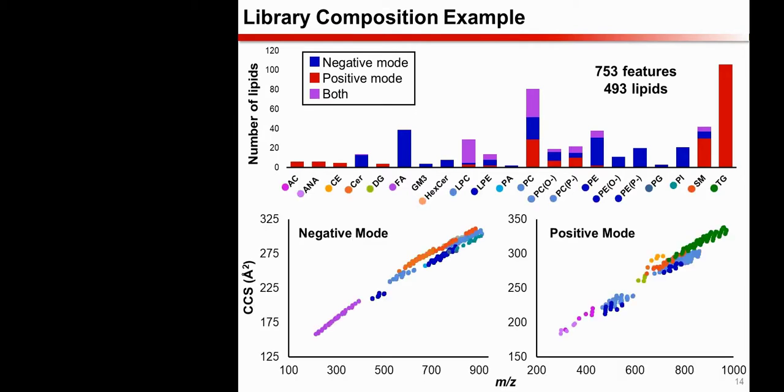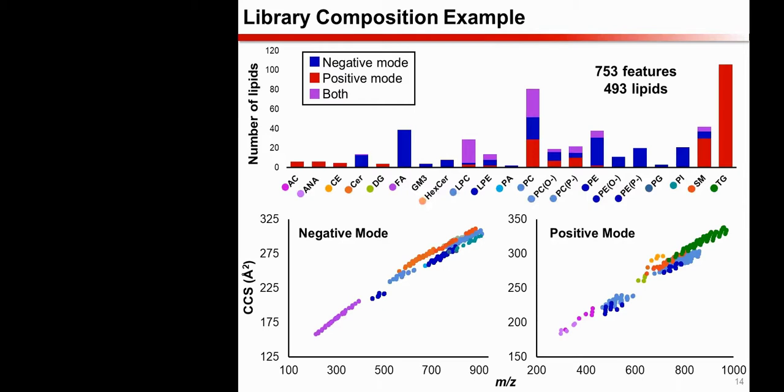And then when we plot this library, all the lipids here by their collision cross sections and M/Z values, we get these really nice trend lines for each lipid class. And so in positive mode, you can even see trends within the trend lines, and that corresponds to lipids that have the same total number of carbons, but varying degrees of unsaturation.